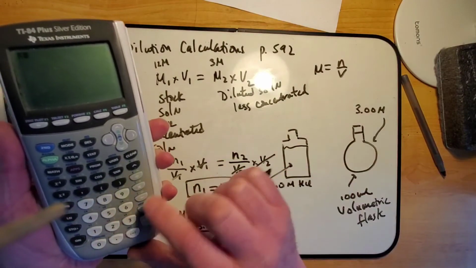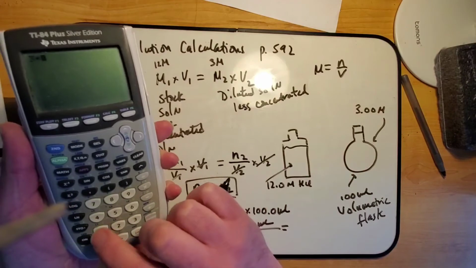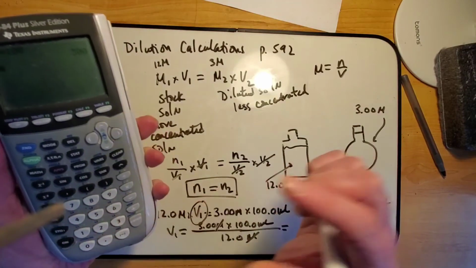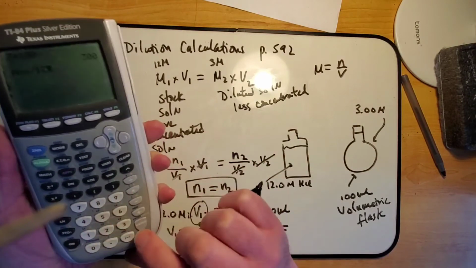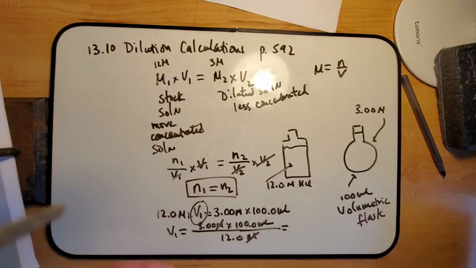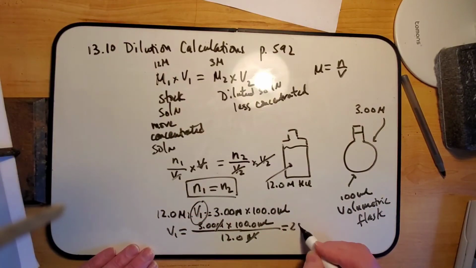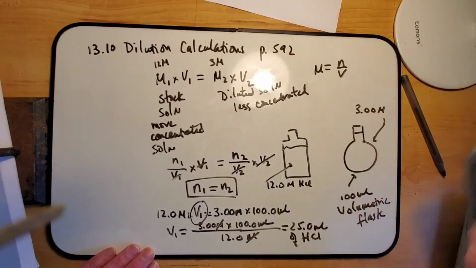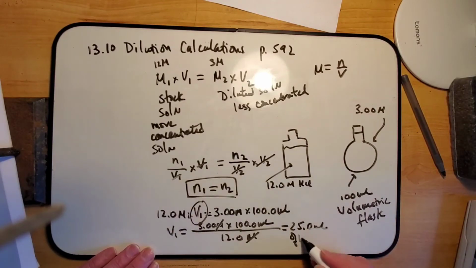So that will be 3 times 100 divided by 12. I think it should be 25. Yeah, exactly. So that will be 25.0 ml of HCl. Let me just be specific here. It will be 25.0 ml of 12 molar HCl.